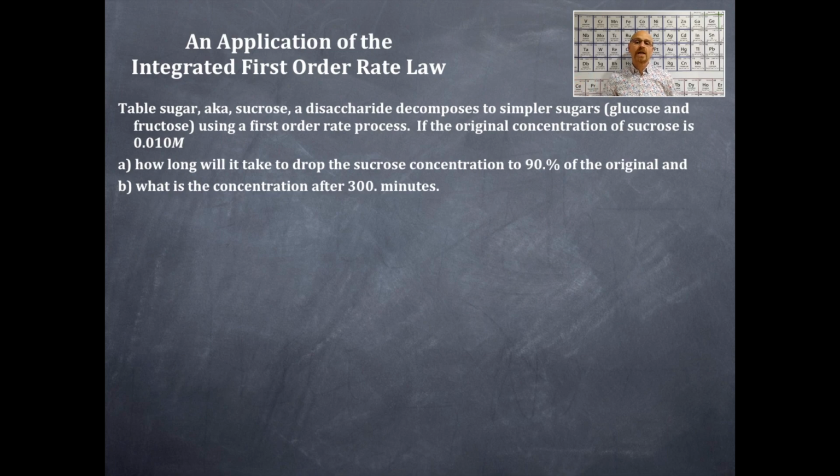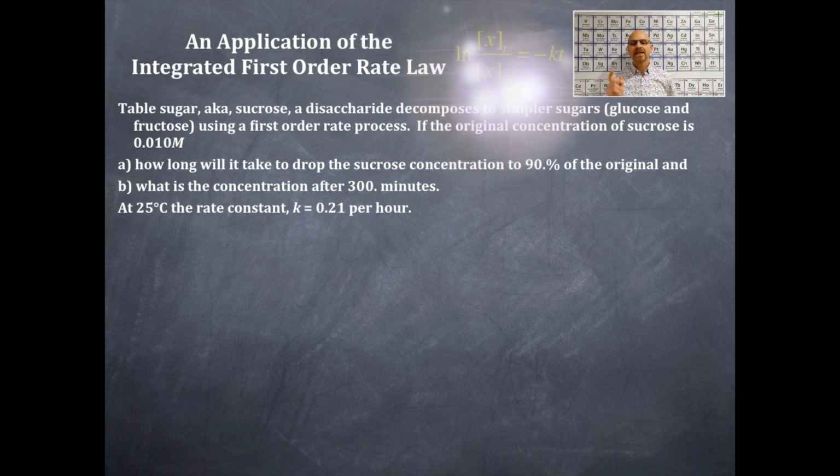Okay, so we got to use the integrated first order rate law. So first we need to write that down. And we also need to know what the rate constant is. This would be given. So at 25 degrees Celsius, the rate constant for this decomposition reaction is 0.21 per hour. And here is the integrated first order rate law. So hopefully you review the previous lecture that I gave on the integrated first order rate law.